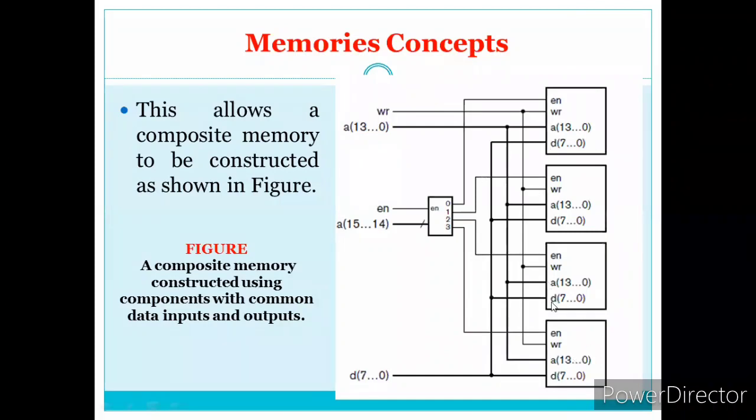As we have seen in the previous example, 4 memory components were required. Now if you observe, this is not connected to the multiplexer. We can indicate that this is connected to the tri-state buffer. So this is a composite memory constructed using components with a common data input and data output. That's the important thing you can observe.